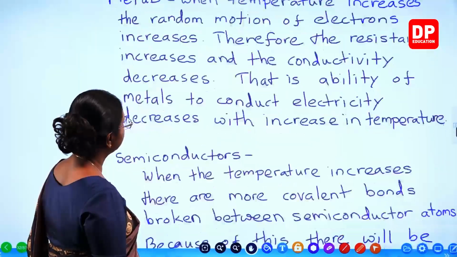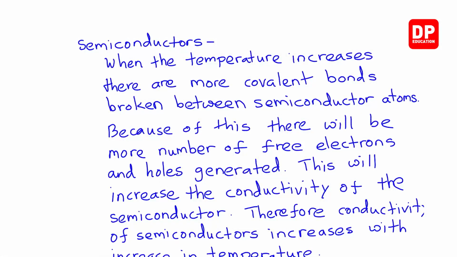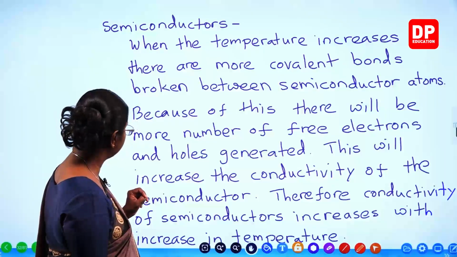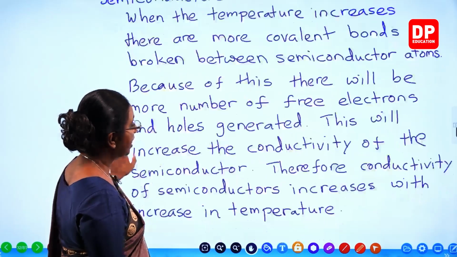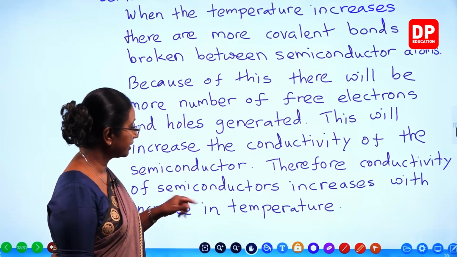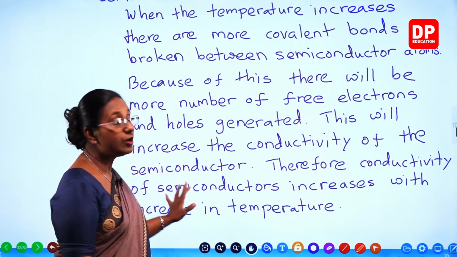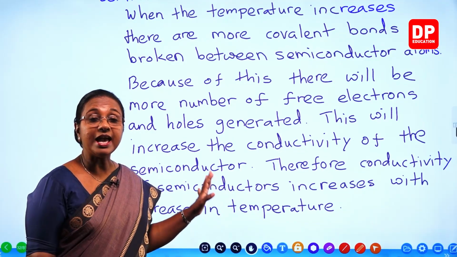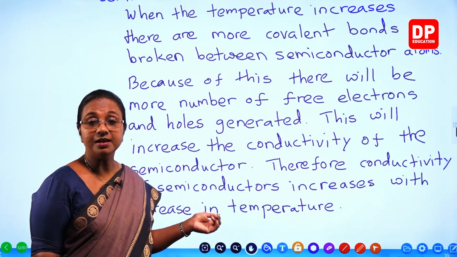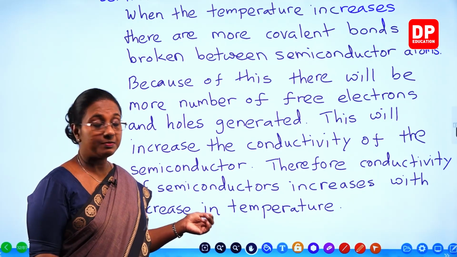So here you can see, semiconductors, when the temperature increases, there are more covalent bonds broken between semiconductor atoms. Because of this, there will be more number of free electrons and holes generated. This will increase the conductivity of the semiconductor. So, therefore, conductivity of semiconductors increases with increase in temperature. So, this is the full explanation, students, of why and how temperature affects the conductivity of both metals and semiconductors.